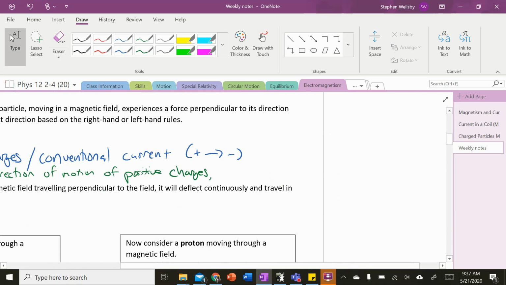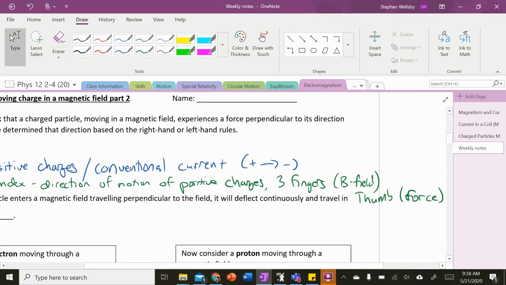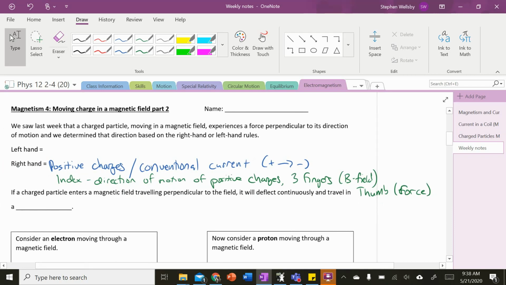Then we had our three fingers. These were our magnetic field. And then we had our thumb, which was our direction of force. So that could be a force on a wire, or it could be a force on a single proton moving in that direction. And then our left hand would be used for negative charges.